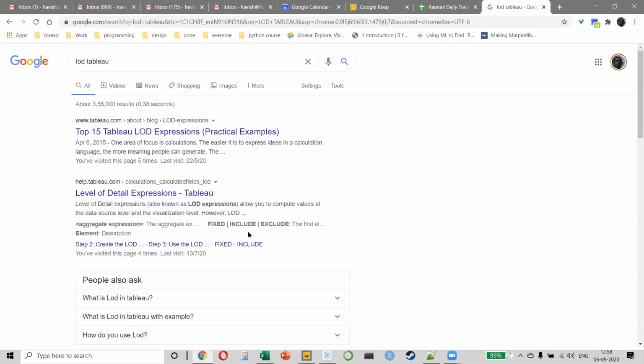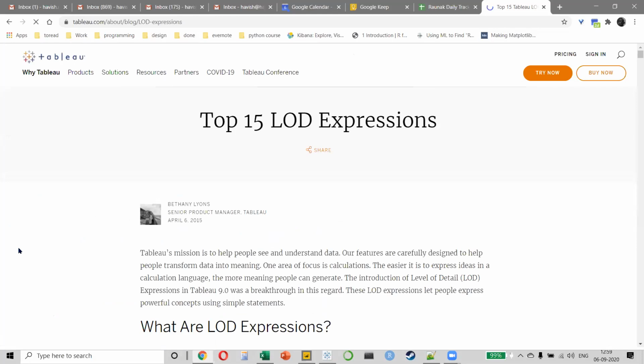These are called LOD expressions. On a level of 1 to 10, ranging from easy to difficult, LOD expressions are the most difficult concept in Tableau, right? So there are three types. There is fixed, include, and exclude. And there is a beautiful link available, this one, top 15 Tableau LOD expressions. It's on the official Tableau website.